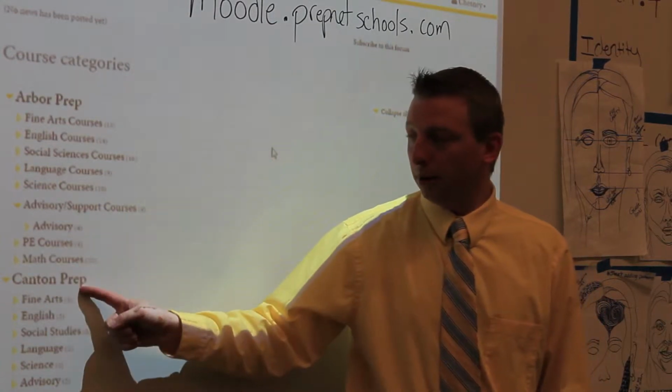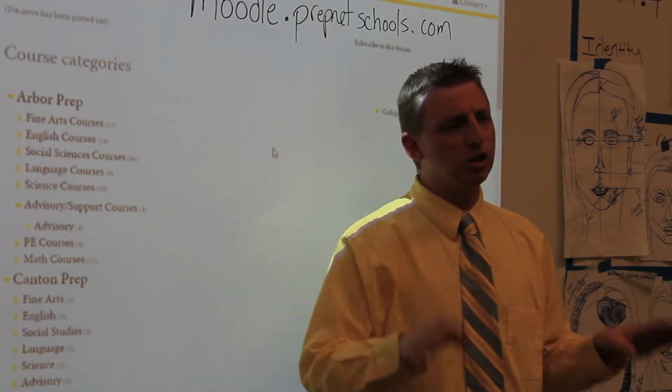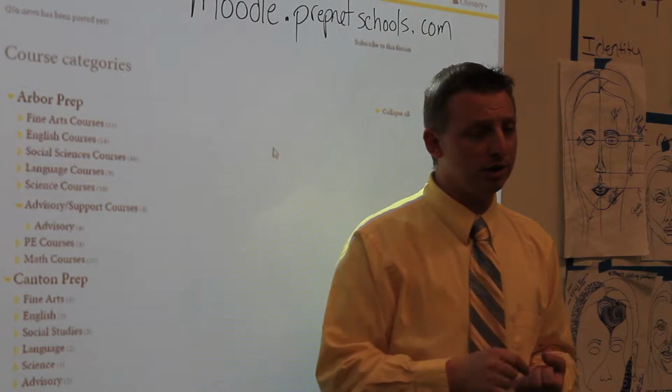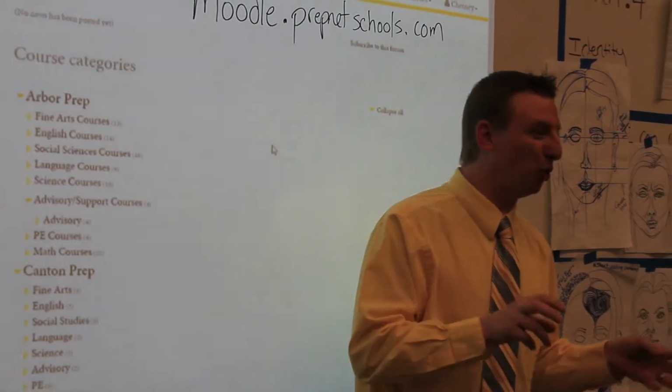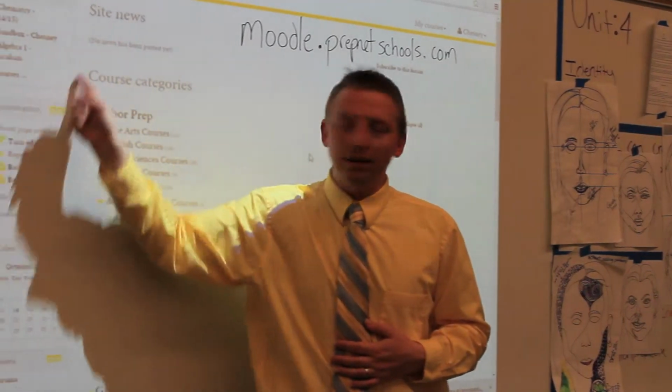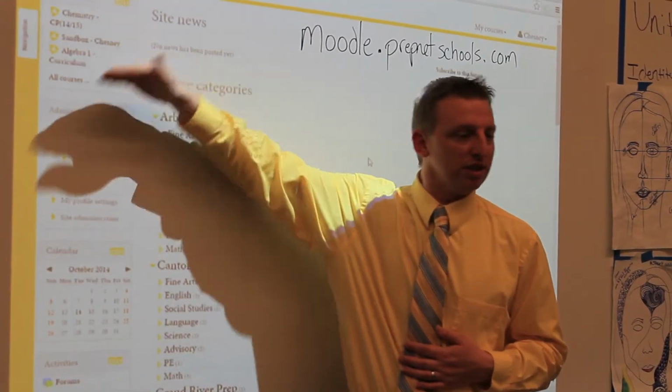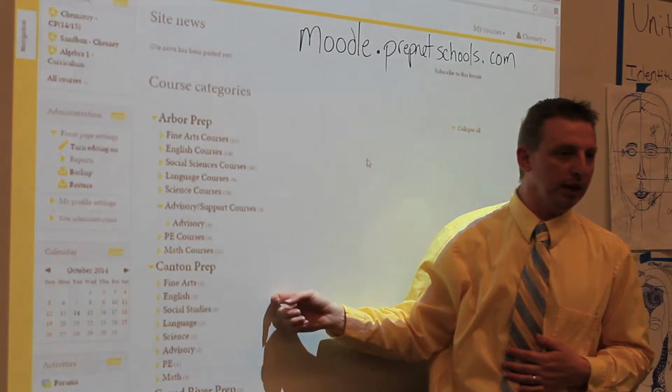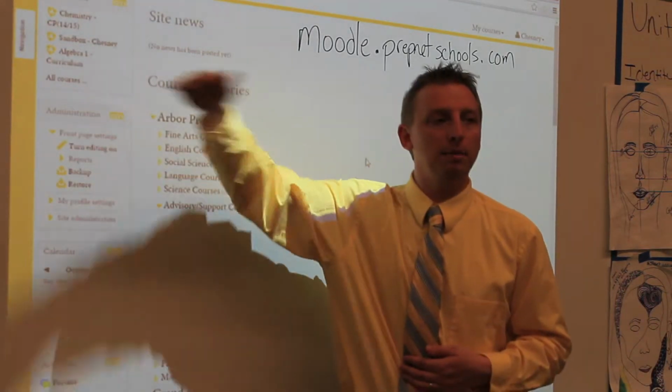So you're going to go down to Canton Prep, and by the way, once your child has enrolled in their courses, they have to actually click a button that says Enroll Me. I'll show you that in a second. You'll have a little list on your left side with their courses listed. So you shouldn't ever have to go over here again. You can just click on English, you can click on Math.